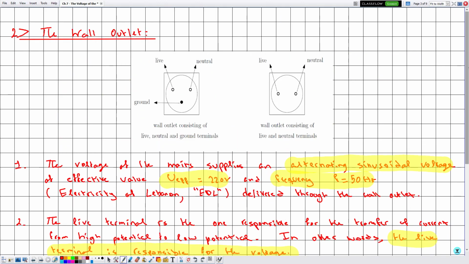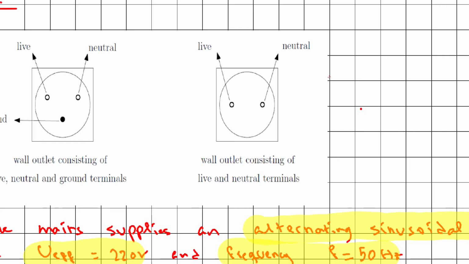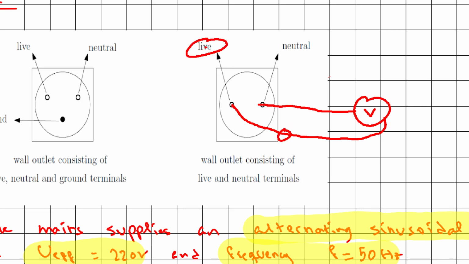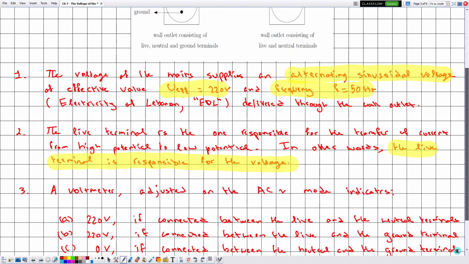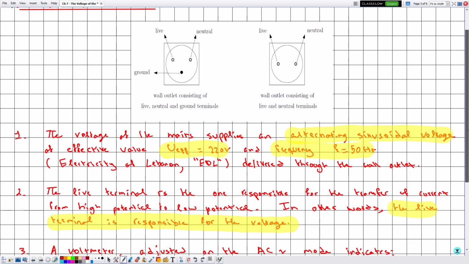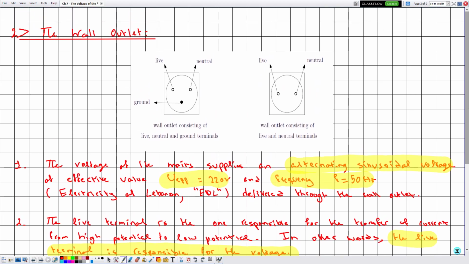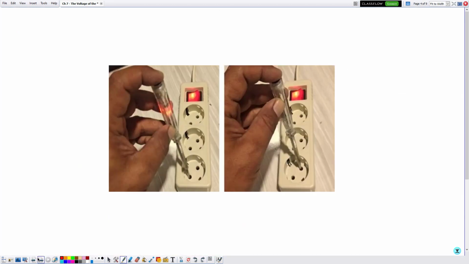Now what about the case in which we have two terminals? Here, if we have the voltmeter connected here and the other connected here, we are not distinguishing between the COM and the other terminal. In this case, one of the terminals is connected to the live. We know that the live, from its name, is the one responsible for the voltage, so the voltmeter will indicate 220 volts. So from here one can deduce that since the live is the one responsible for the voltage, before we proceed, it is important to distinguish between the live and the neutral terminal, and this is done using an instrument called the screwdriver tester.